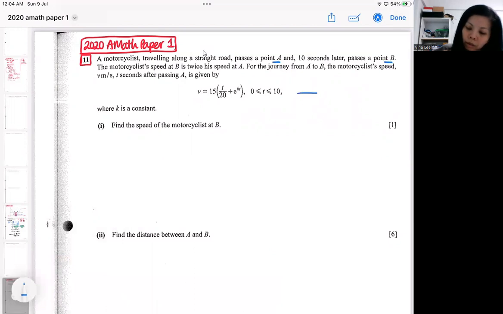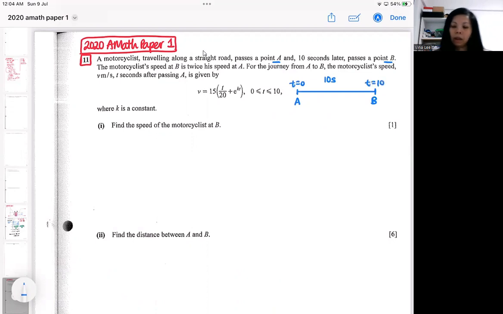If you take a look at the information, the motorcyclist starts from point A, and it will hit point B in 10 seconds. So the interval between A and B is 10 seconds, and the speed at B is actually twice the speed at A. When the motorcyclist starts at A, t is equal to 0. And because it takes 10 seconds, at B, t is equal to 10.